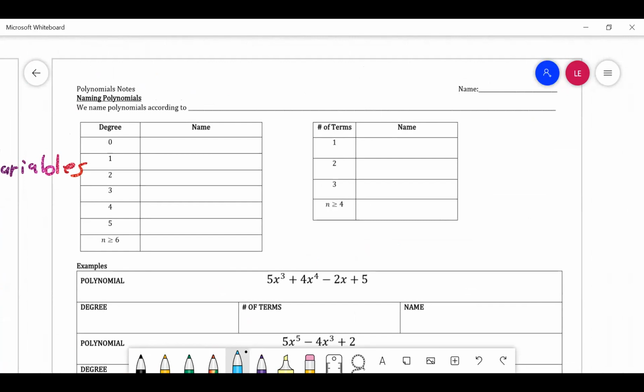So we name polynomials according to the leading. No, hold on, let me take that back. By the highest degree.